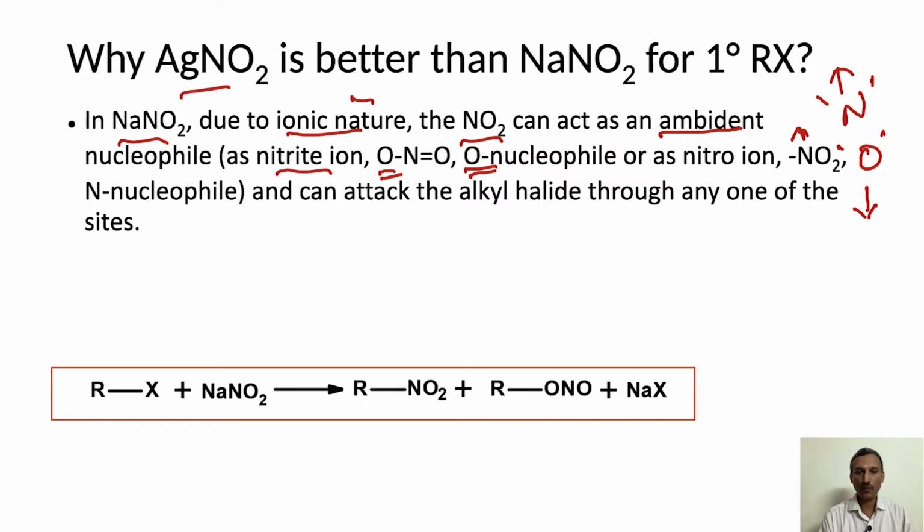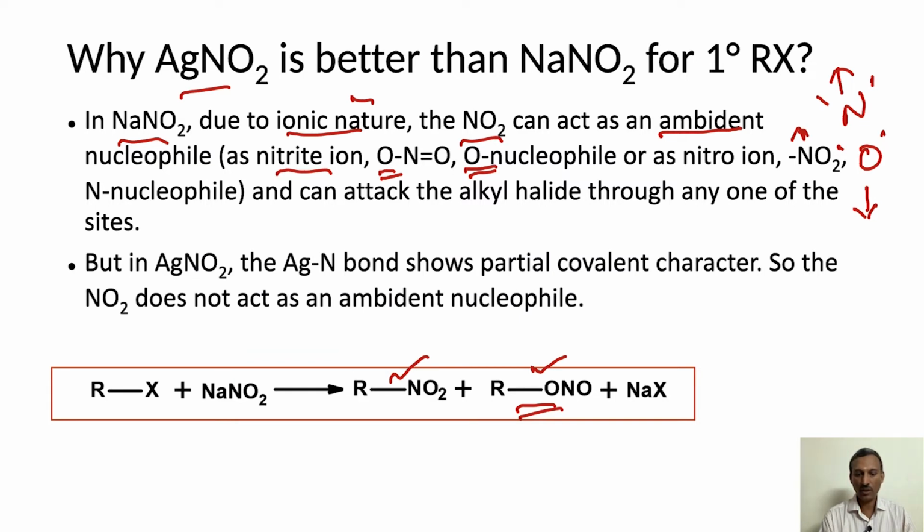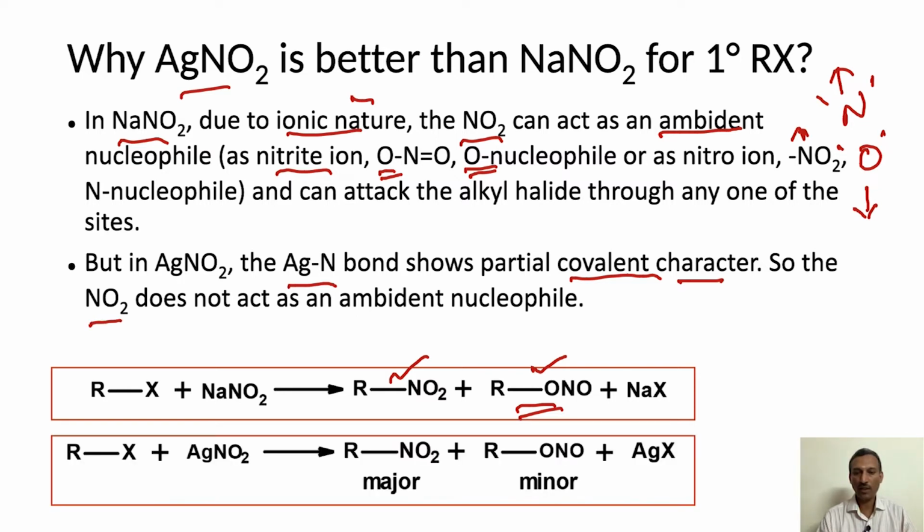So that is what is given here. When we use NaNO₂, both the nitro product and the alkyl nitrite are formed in higher yield. That is the reason we get an unwanted product in this reaction. But in the case of silver nitrite, the Ag–N bond is partially covalent in nature. In NaNO₂, the Na–N bond is ionic, whereas in silver nitrite, the Ag–N bond is covalent. Because of that, we do not have an ambident nucleophile involved in this reaction, which leads to the nitro compound being formed as the major product and not the alkyl nitrite. That is the reason people prefer to use silver nitrite in these kinds of reactions.